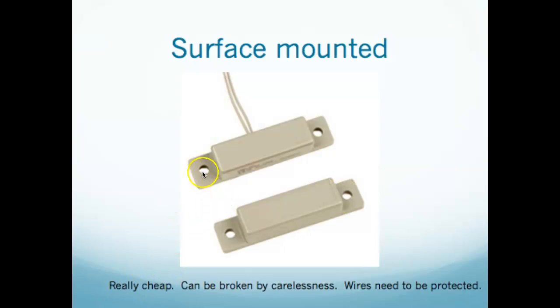So really cheap. A set of door contacts like this, door position switches like this, a good set will run you $15. A run-of-the-mill set for a home system really runs the installer somewhere around $5. Really cheap. But they can be broken by carelessness.